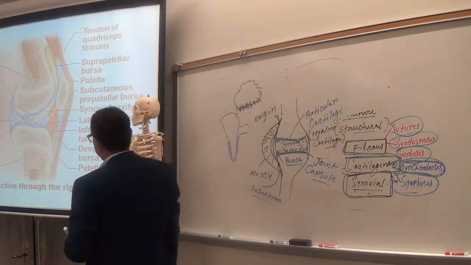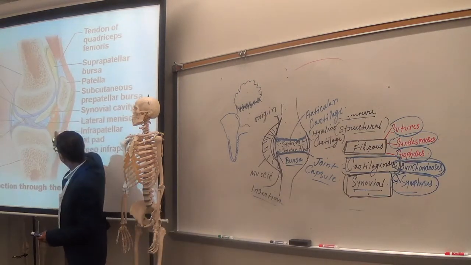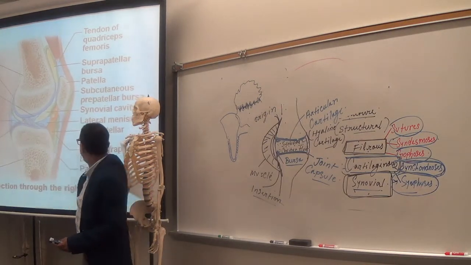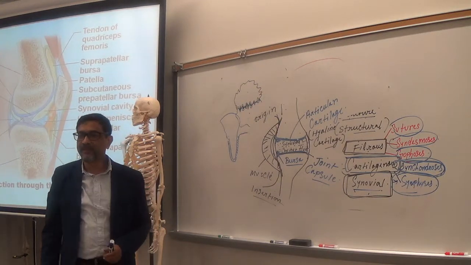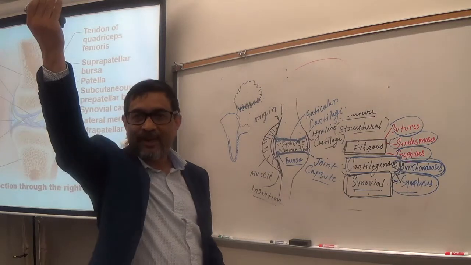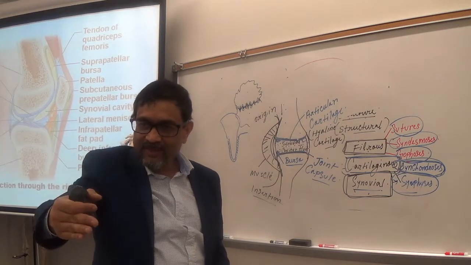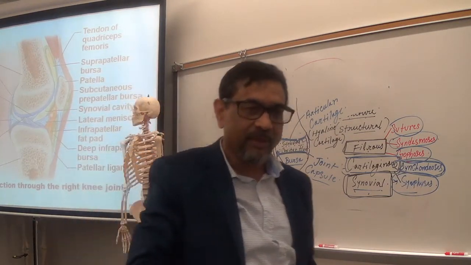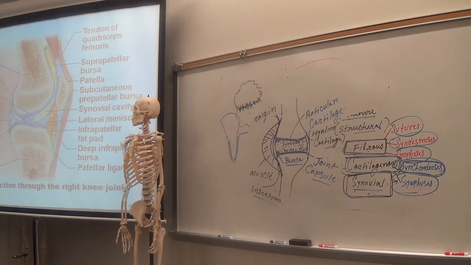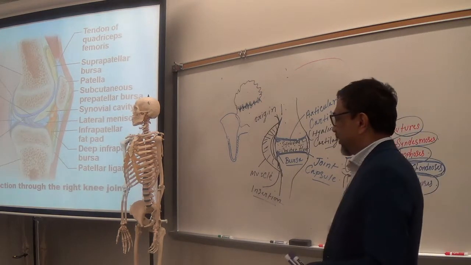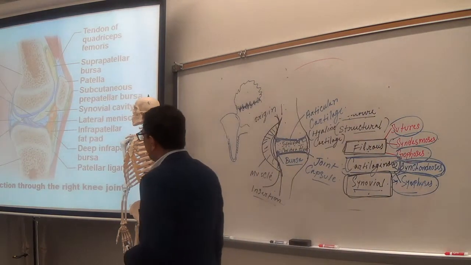Infrapatellar bursa. That means below the patella. Make sense? So you see suprapatellar, subcutaneous, under the skin, and infrapatellar bursa. So those are some bursa around the knee joint. And they reduce the friction.